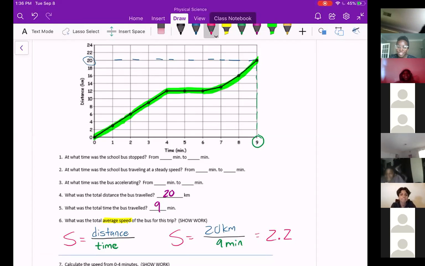Ricky, what is it? Oh, it's minutes. Very nice. So it's kilometers per minute. Kilometers per minute. Yes. Kilometers per minute. Very nice. Okay. All right.